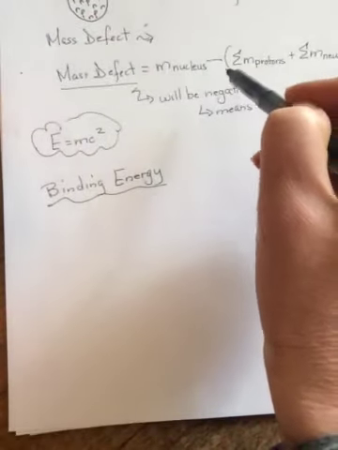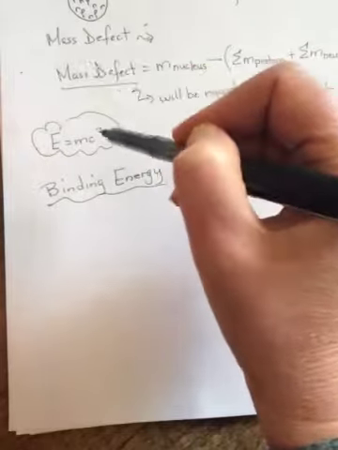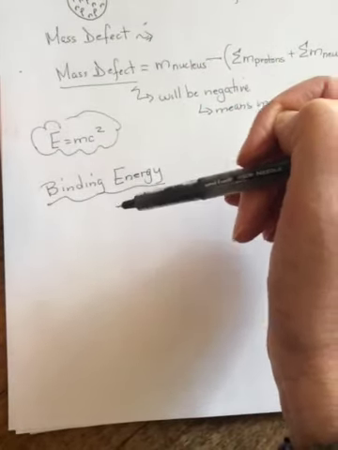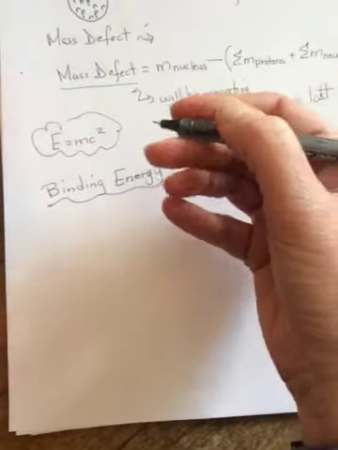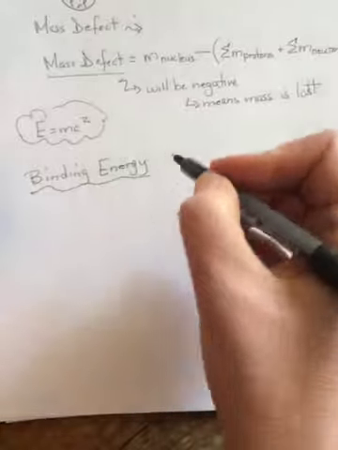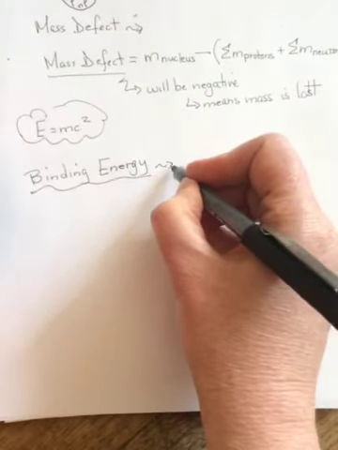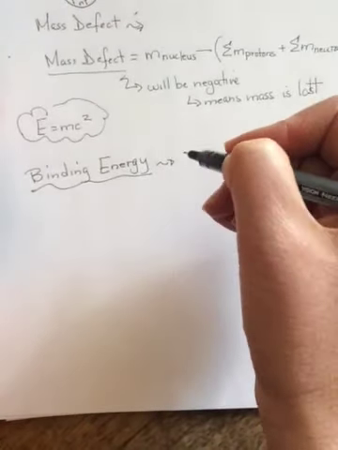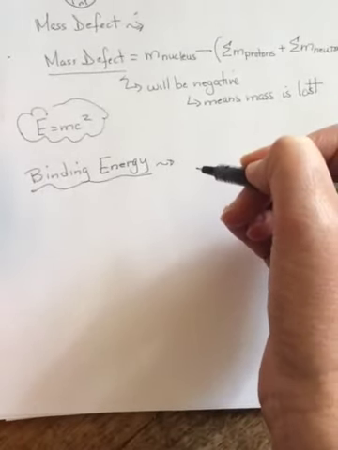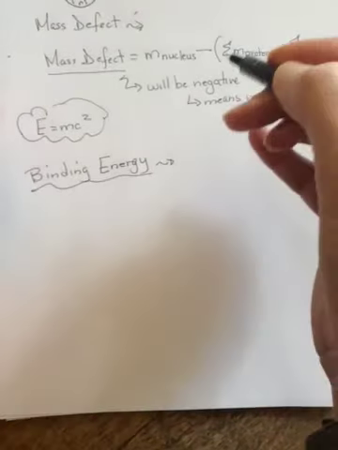So the mass that goes missing from these protons and neutrons gets converted into energy to hold the protons and neutrons together inside the nucleus in this tiny little confined space. Really, we define the binding energy as the energy that we would need to add to the nucleus to break it apart.